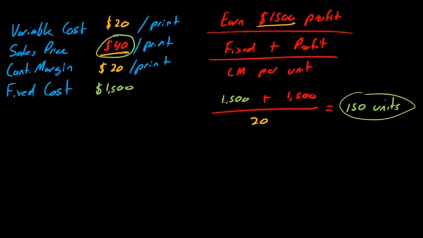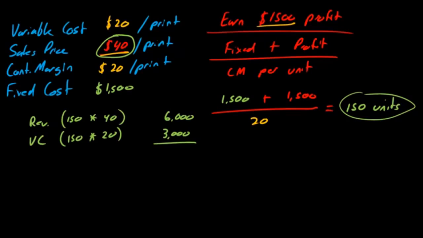And if we do that, we'll earn $1,500, and you can check that by just making a contribution margin income statement. So our revenue for the conference would be 150 units, and we're going to sell these for $40 a unit. So 150 times 40, which would be $6,000. Our variable cost would be 150 units times $20 a unit. And that's our new variable cost, which is $3,000. And that gives us a contribution margin of $3,000. And then our fixed cost is $1,500. So my net income or profit for the art festival would be $1,500.